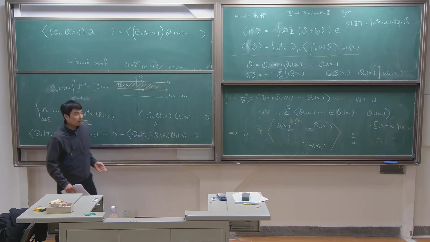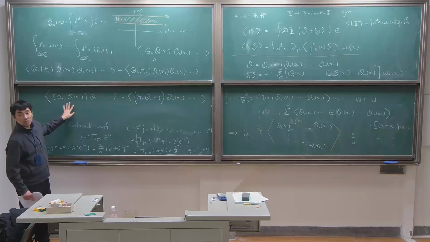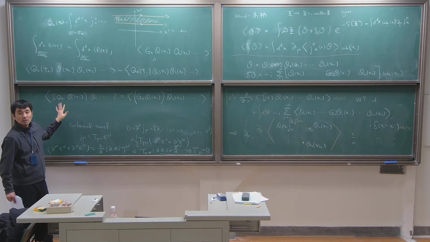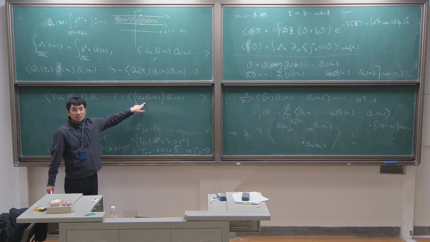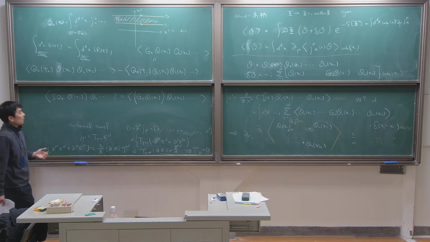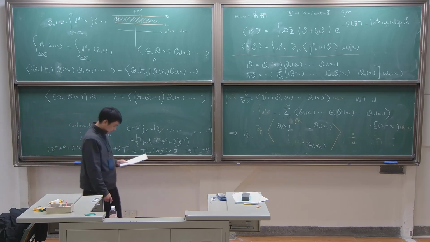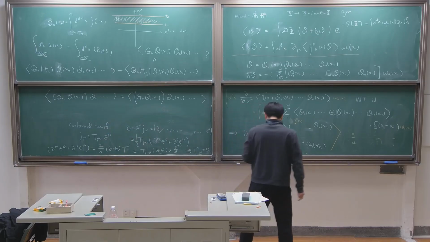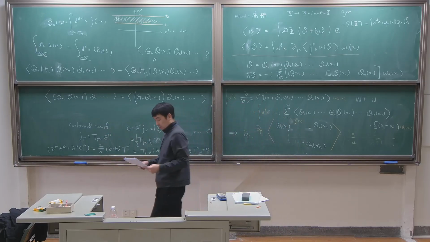So now you get the commutation relation like this. The charge acts on O1, and you get a symmetry generator. So that's what you have. That's the Ward-Takahashi identity and so on.